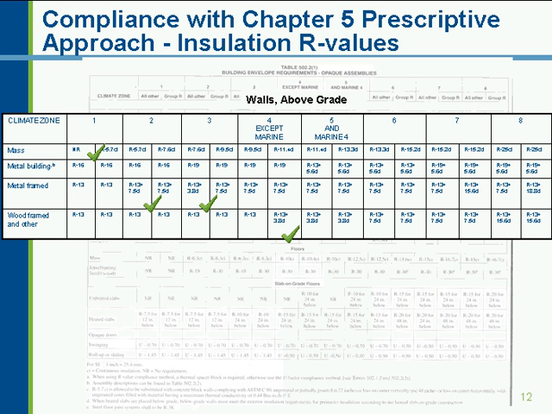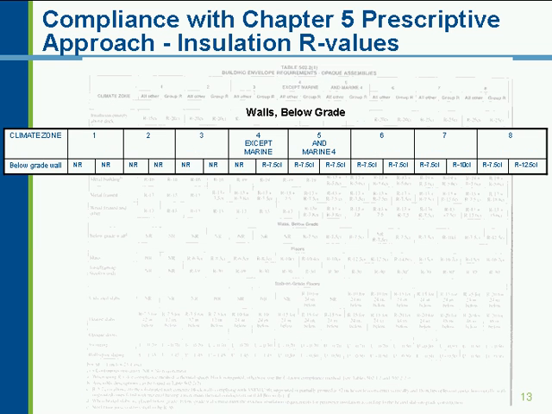For walls below grade, the definition of a wall below grade is slightly different than that of a residential building, which is greater than or equal to 50% below grade. This is 85% or more below grade. It's considered a below grade wall.